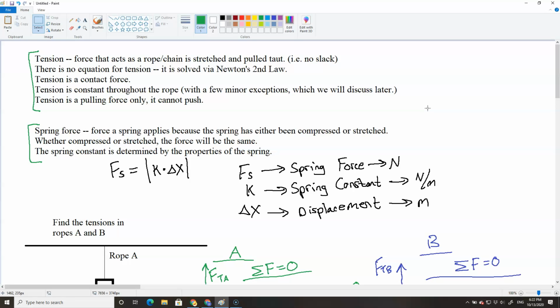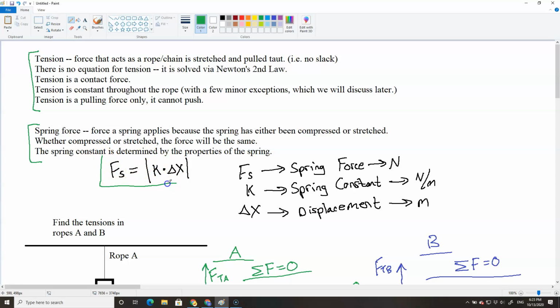There's something called a spring constant. The spring constant talks about the properties of the spring. What metal is it made of? How tightly wound are the coils? How many coils are there? What's the radius of the coils? How far apart are the coils from each other? So those are the types of things that would determine a spring constant. Spring force, like all forces, is measured in newtons. Spring constant k is newtons per meter, and delta x is displacement in meters.